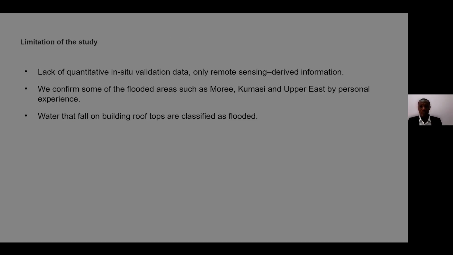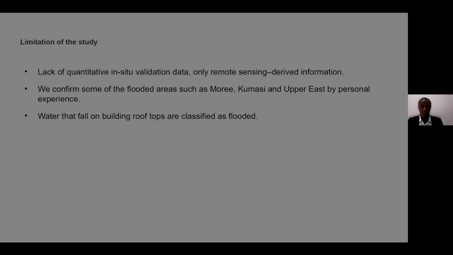Now the limitation of the study is that only remote sensing data was used, so ground validation data was not used for this purpose. However, we confirmed some of the flooded areas such as Mori, Kumasi, and Upper East by personal experiences in those communities.